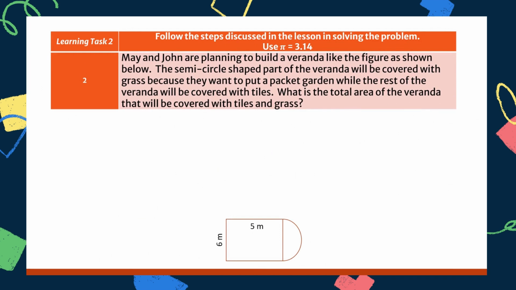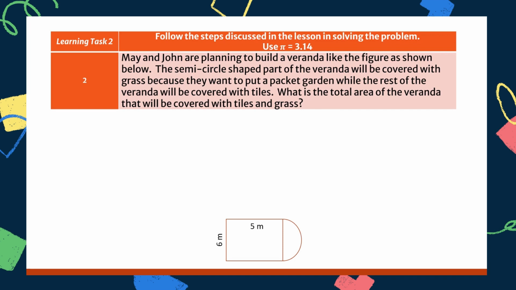Problem number 2. May and Jan are planning to build a veranda like the figure as shown below. The semicircle-shaped part of the veranda will be covered with grass because they want to put a pocket garden, while the rest of the veranda will be covered with tiles. What is the total area of the veranda that will be covered with tiles and grass?